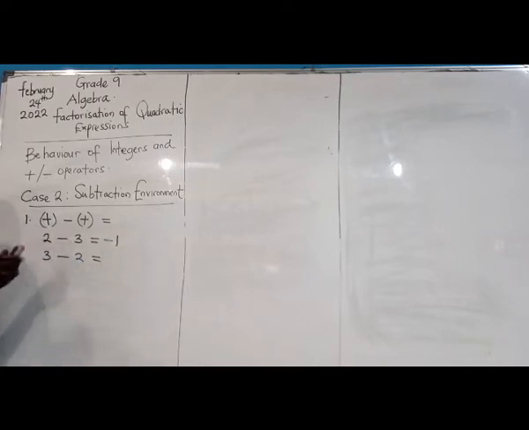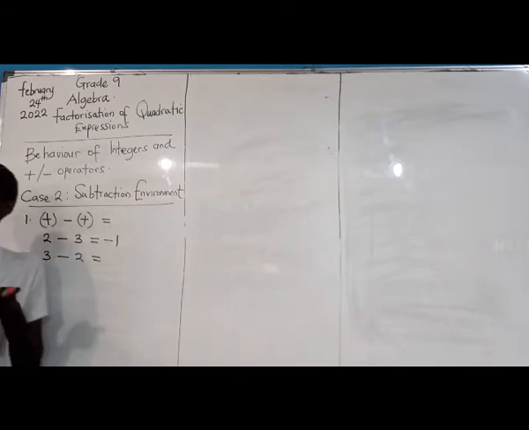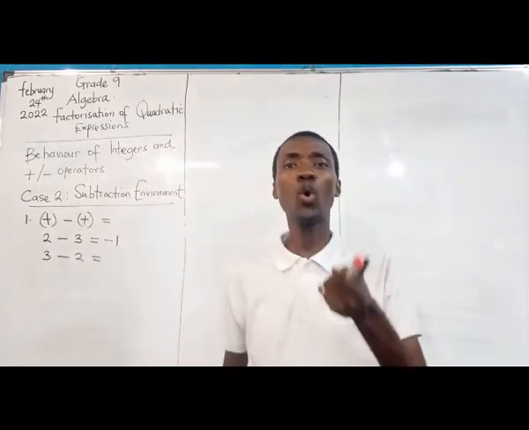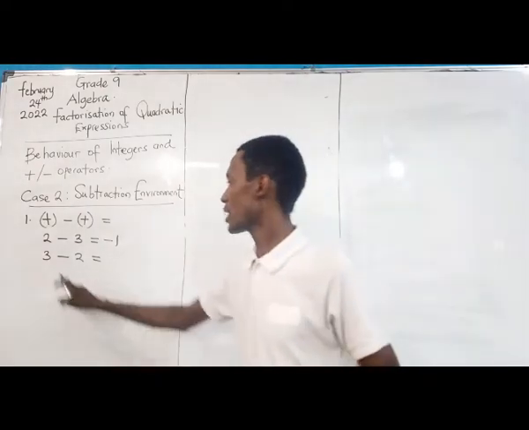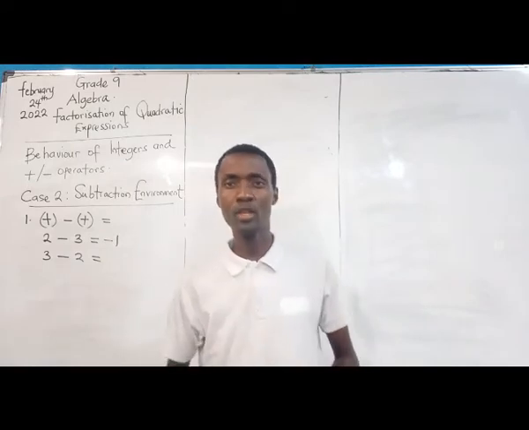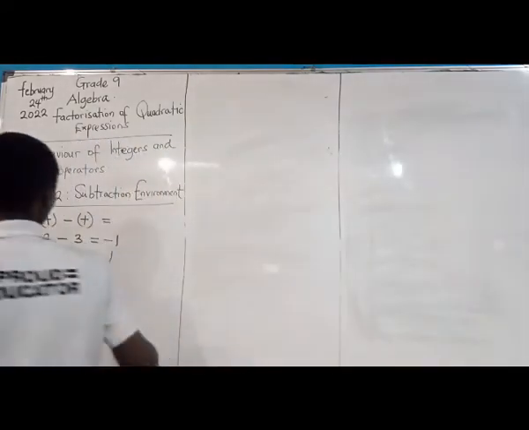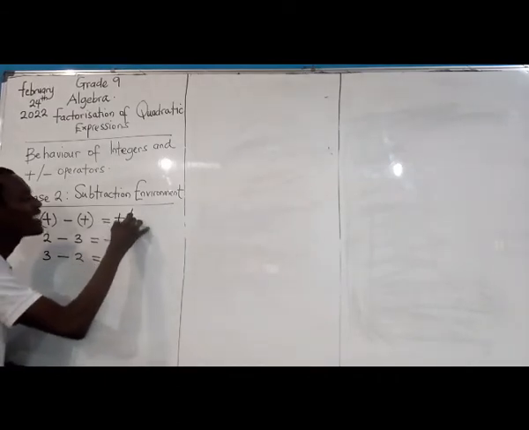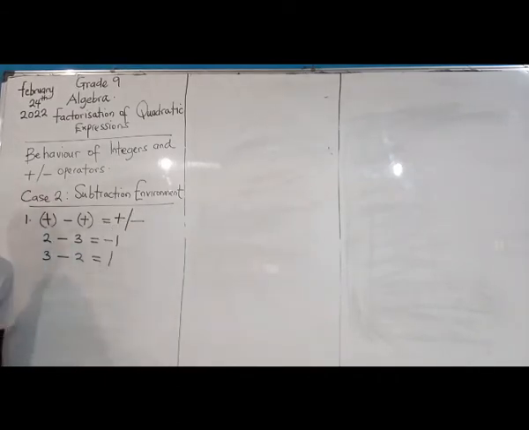I have 2 naira and I need to take out 3 naira from 2 naira. It's not possible. I'm only going to be able to pay 2 naira and I'll still be owing 1 naira. Now, 3 minus 2 means I have 3 naira and I have to pay out 2 naira. So I'm going to have what? 1. So what you discover is that the answer will either be positive or negative. You can't tell by just looking at it. You have to test.